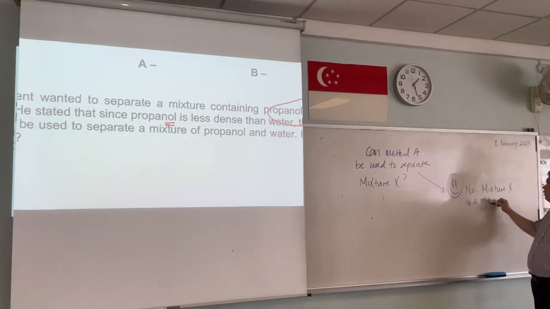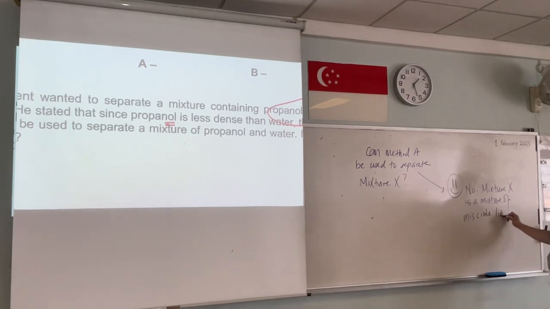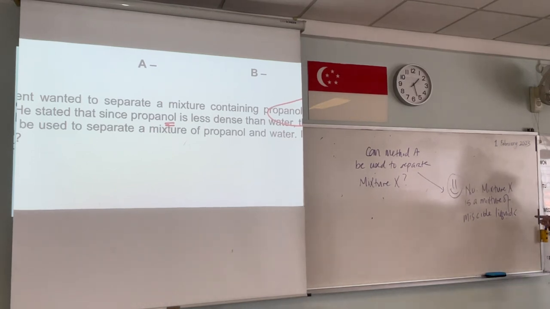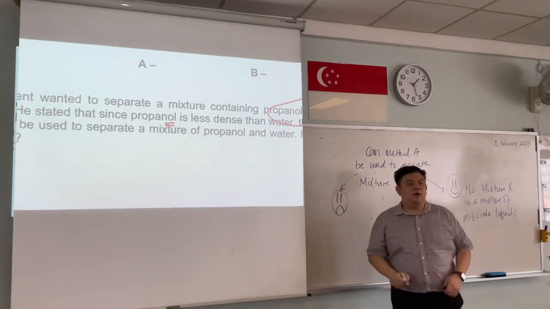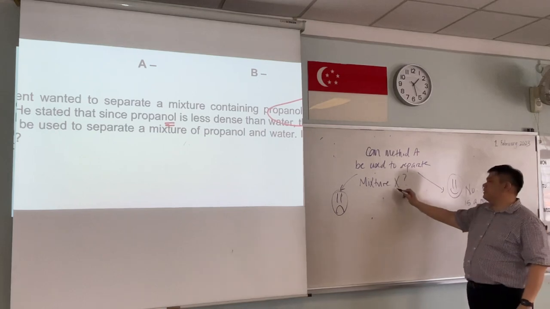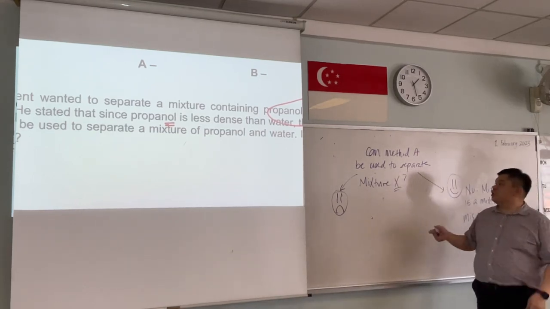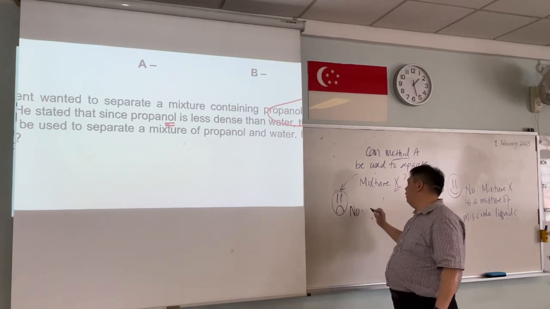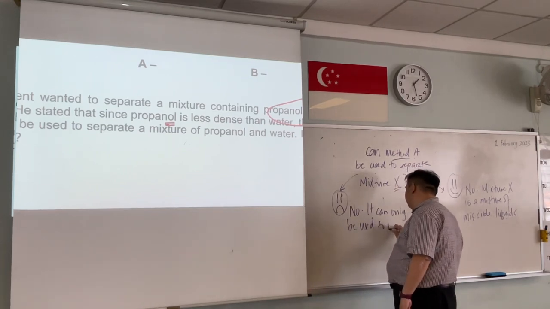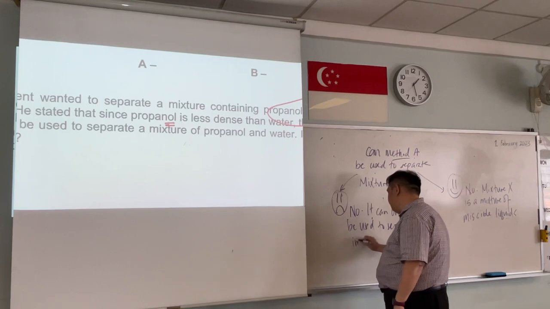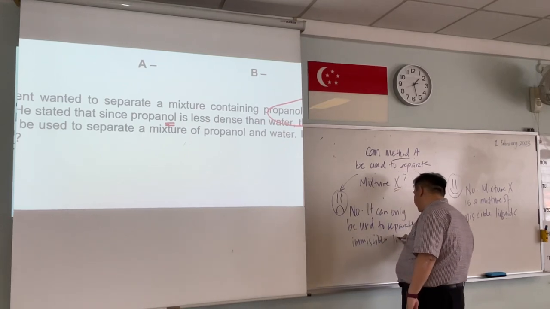is a mixture of miscible liquids. Ethanol and water, propanol and water are miscible liquids, and therefore I cannot use a separating funnel to separate it. Now, what is one common type of answer that people will write? You don't talk about mixture X. You talk about method A. You say, no, it can only be used to separate immiscible liquids.